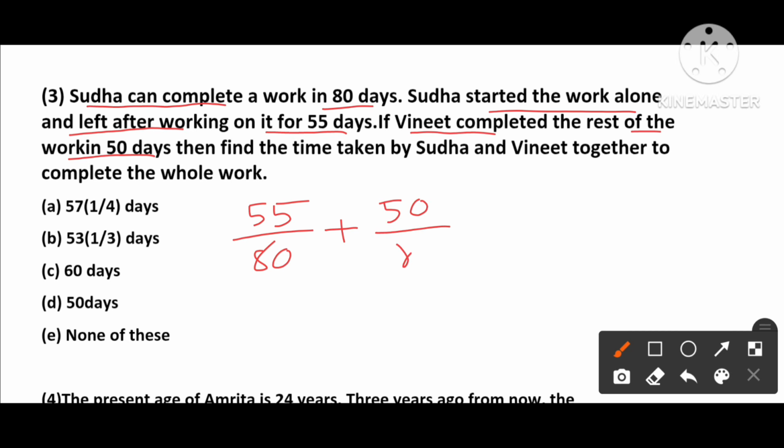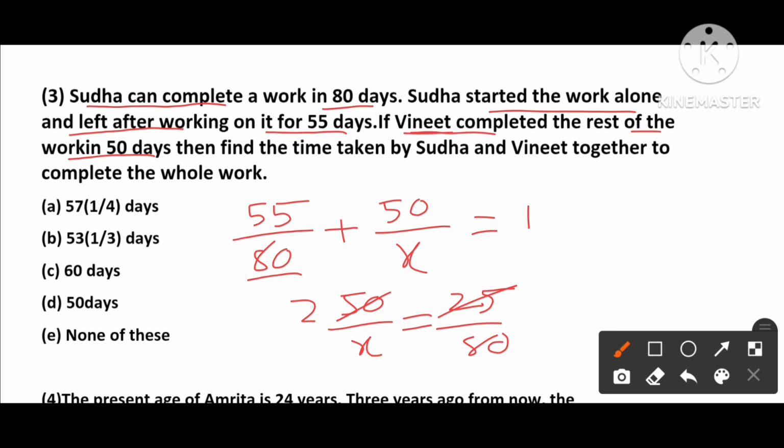But we don't know how many days Vineet can take to complete it. So we write X as that, and the work of 1 unit will be completed. Taking this to the other side, we have 15 divided by X equals 1 minus 55 divided by 80. So what we are left with is 25 divided by 80. So X value will be 60. So Vineet can complete the whole work in 60 days.